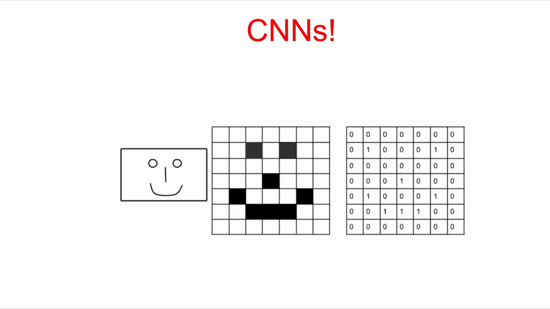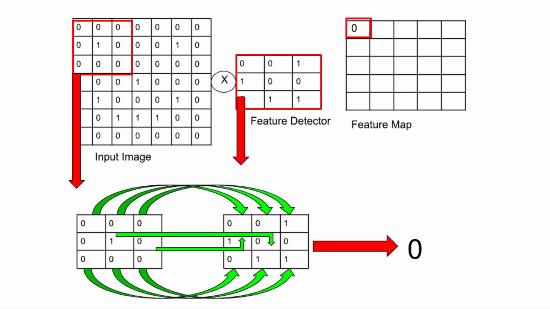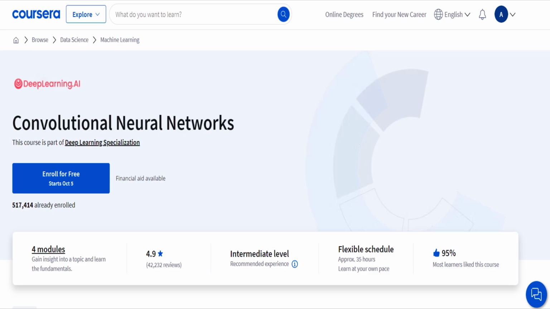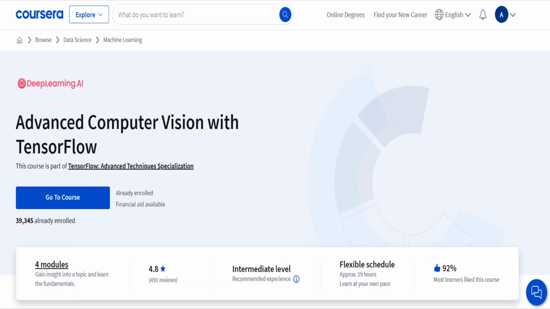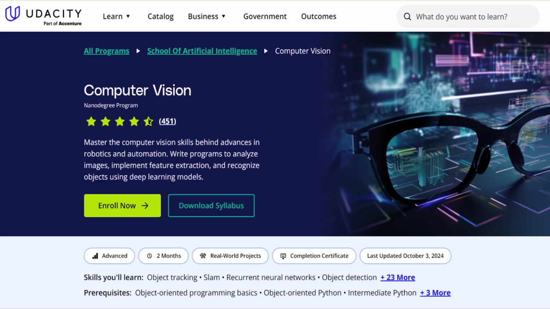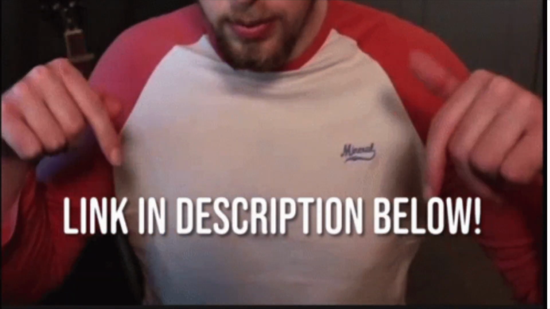Now, here is where it gets really interesting: convolutional neural networks, also known as CNNs. Convolutional neural networks are what most computer vision algorithms are built on. CNNs help machines understand images by identifying patterns. To learn CNNs, you can check out deeplearning.ai's Convolutional Neural Networks course or Coursera's Advanced Computer Vision with TensorFlow. Udacity's Become a Computer Vision Expert is another excellent resource for building your CNN models. I have put all the links in the description below.